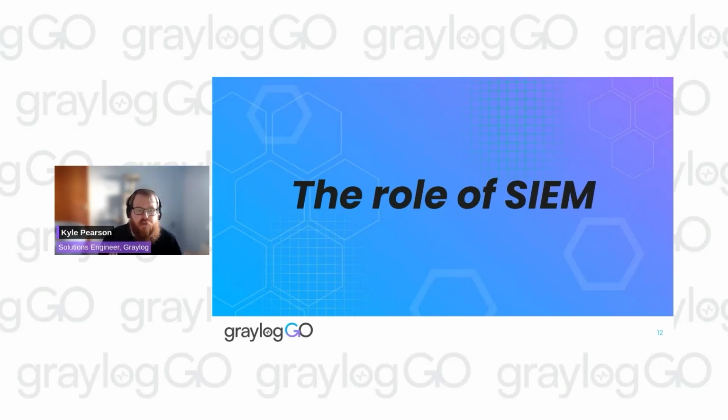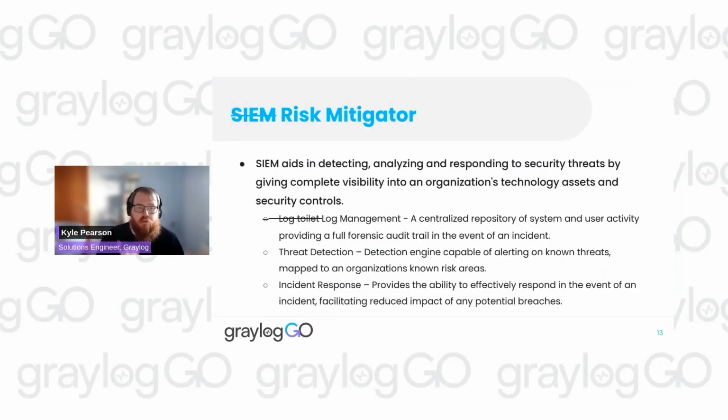So now we've covered off what risk is, what you might choose to do, and how you mitigate it. Where does SIM fit into this space? Like I mentioned before, everything we do in cybersecurity is really just mitigating risk. So rather than a SIM, it's really just a risk mitigator. SIM generally aids in detecting, analyzing, and responding to security threats by giving complete visibility into your organization's technology assets and security controls. You might use it for various different things.